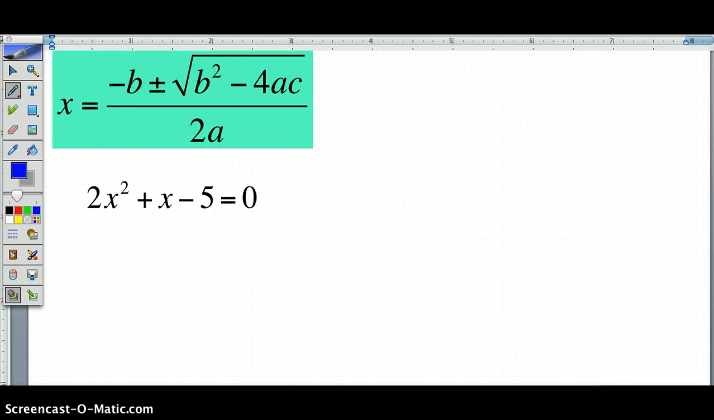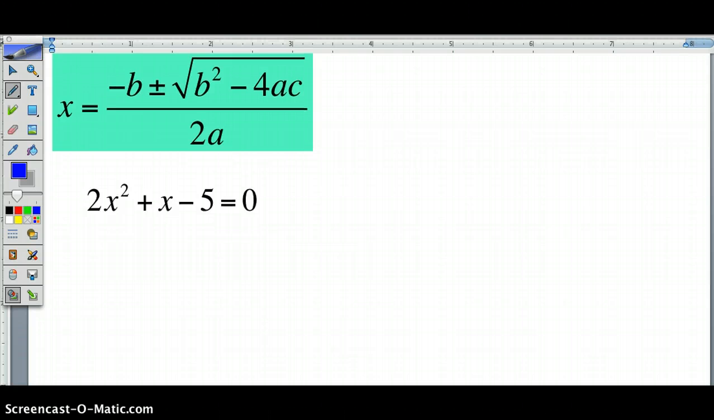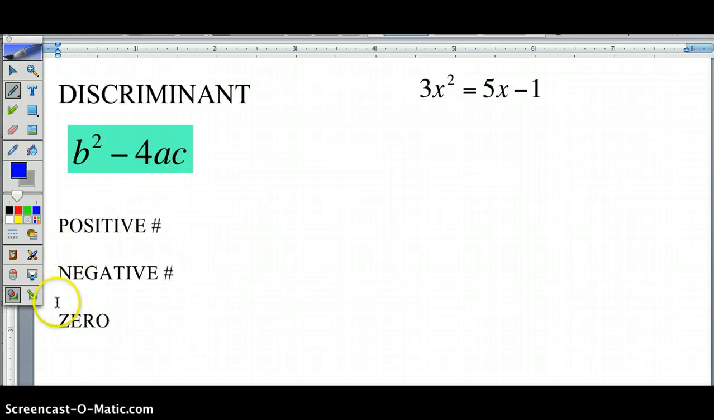The other part of the section involves finding the discriminant, telling how many solutions there are. Okay, remember the discriminant is just the part of the quadratic formula underneath the square root sign, the b squared minus 4ac part. And remember, when you do that, there's three possible solutions you could get. You could get a positive number, you could get a negative number, or you could get 0.